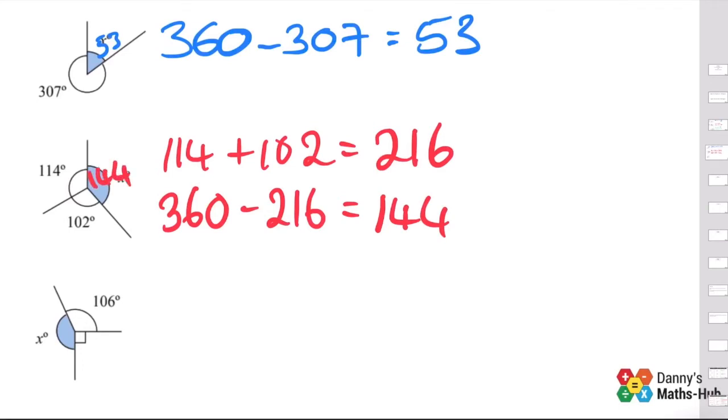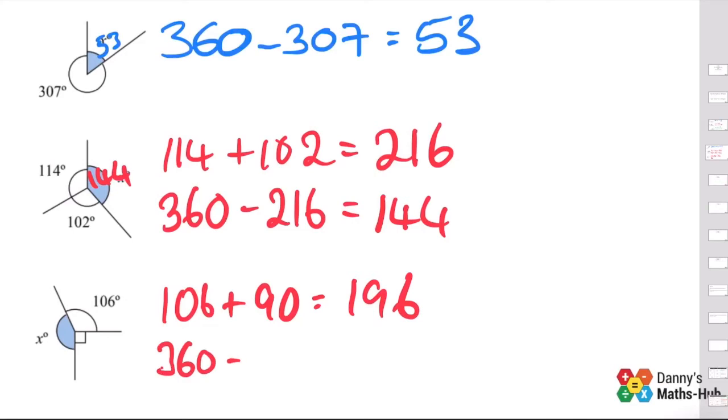Again, we're given a right angle here, so we've got 106. Add our right angle, which is 196. We should have 360 all around this point. So let's take 196 away from 360, and that leaves us with 164, meaning our missing angle is 164.